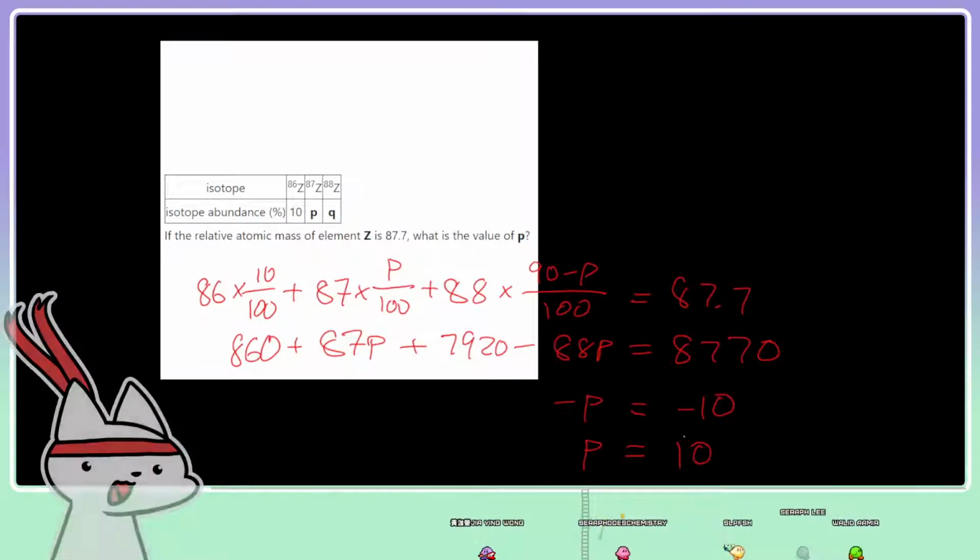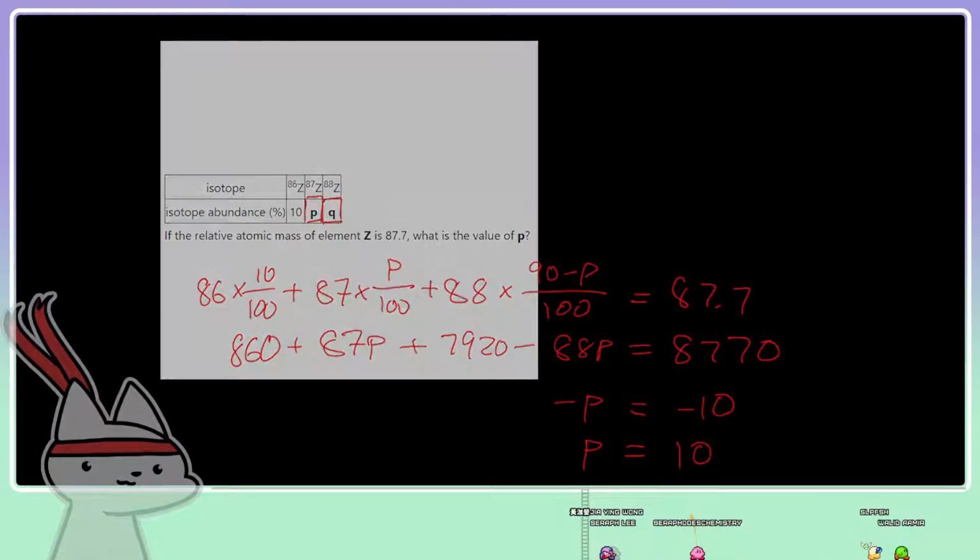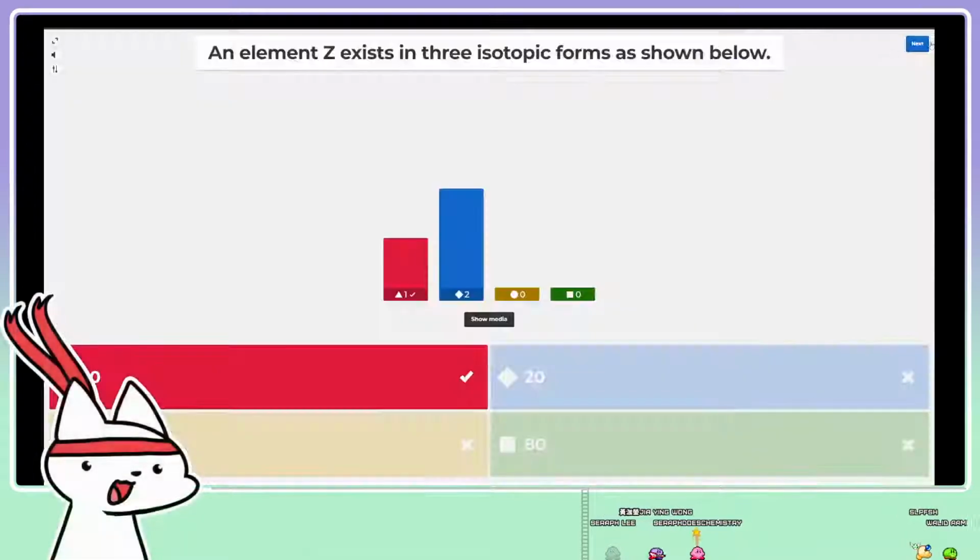Okay, so yes, that's how we work on it, and this is a possible case, so you can understand it. There's a possibility of having two unknowns. That's a rare question, but it's possible. Okay, moving on.